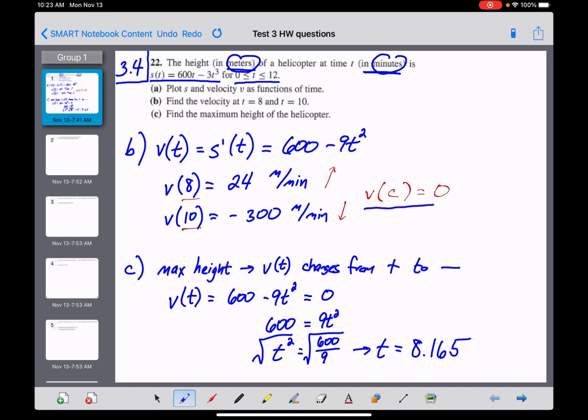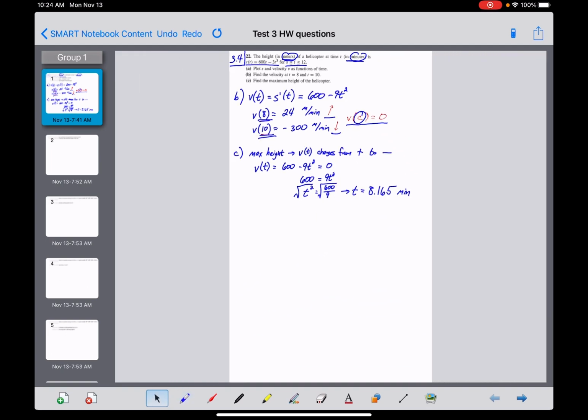And as I expected to see, that time value here at which v of t is equal to 0 is in between 8, when the helicopter was still going up, and 10, when the helicopter was coming back down. I expected that t value to be in between 8 and 10, and we found it there at t equals 8.165. Now notice I have not answered the question yet for part C. Find the maximum height of the helicopter. And what we found right here was a time value, 8.165 minutes. So we are not done with this one just yet.